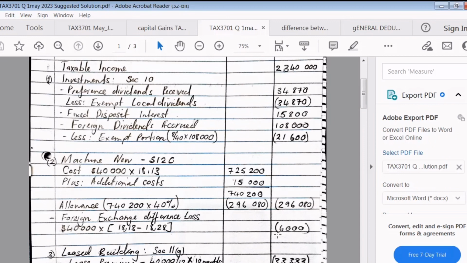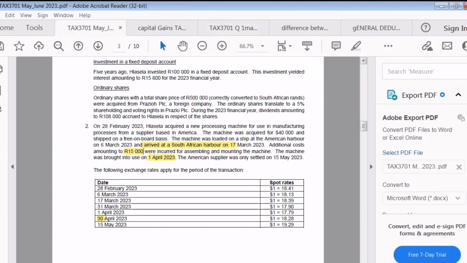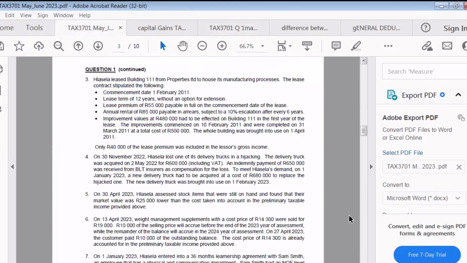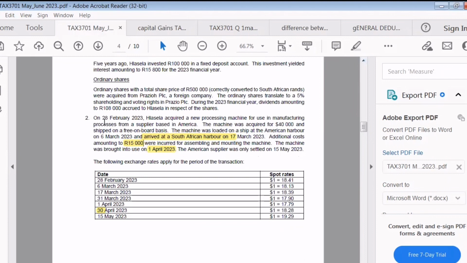Are we together? Sorry, Jeff, I missed something here. That 15,000 of additional cost, where is it coming from? It's in the question. Okay. Oh, okay, sorry. Okay. Yes. All right. Then you'll be done with number 2, information.